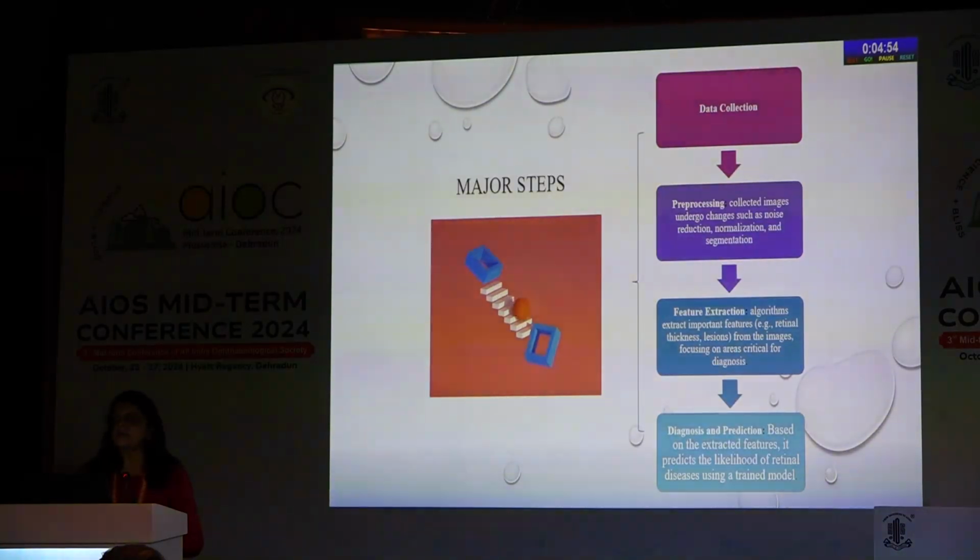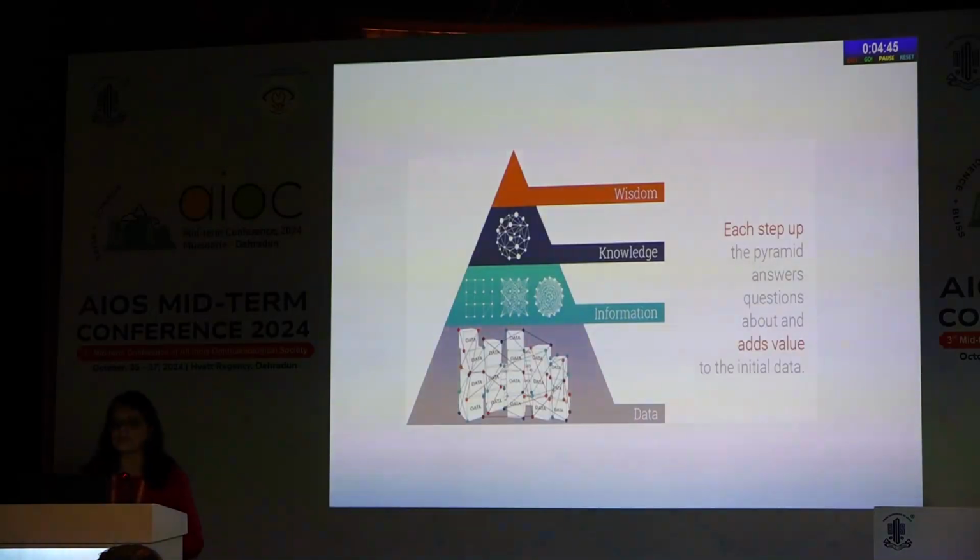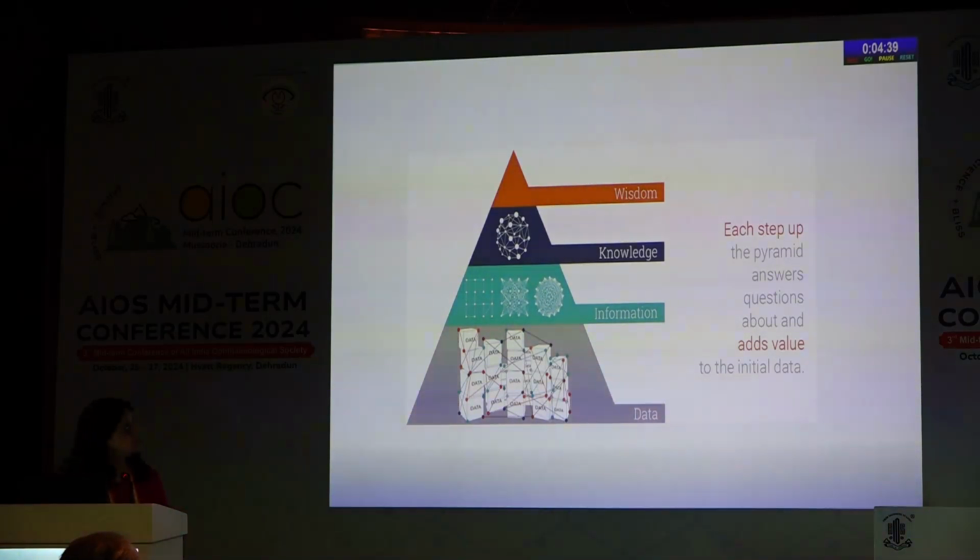The major steps are data collection, a pre-processing procedure, then feature extraction, and the diagnosis and prediction of the final picture is taken thereof. So each step up, it adds value. From data, it goes on to information, information leads on to knowledge, and finally the machine gets the wisdom. So something like what we learn in human life.